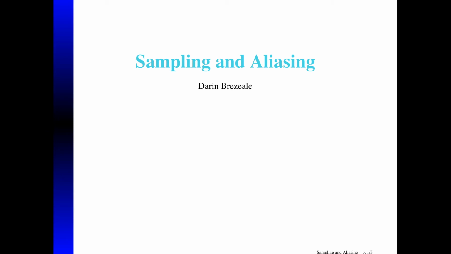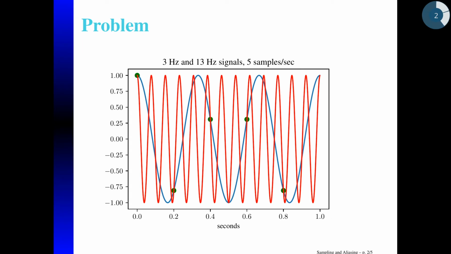Now let's talk about sampling and aliasing. And let's start off by looking at a problem. Let's say I take some samples. I'm taking 5 samples per second, and the samples I get are the green dots here, here, here, here, and here. Okay? And then I wish to reconstruct the signal that produced those samples.